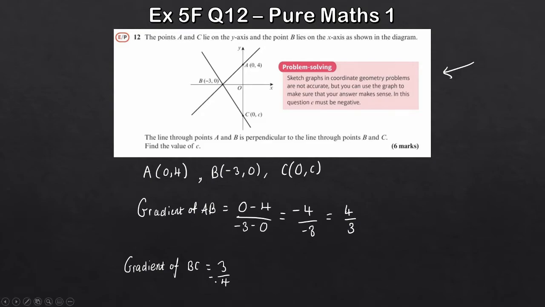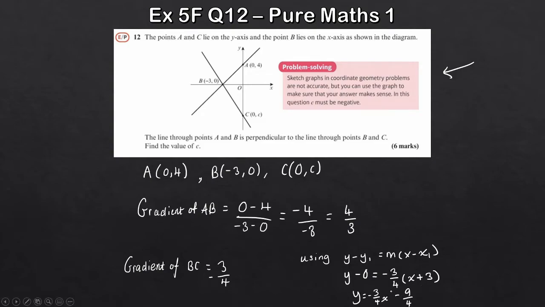So now that we've got the gradient of BC, we can just simply work out the equation of the straight line and then just sub in when x is 0. Okay, so using now y minus y1 is equal to m times x minus x1. What would that give us? If we use the point minus 3, 0, that's going to be y minus 0 is equal to minus 3 over 4 times x minus minus 3, so that's x plus 3. So simplifying this here, we get y equals minus 3 over 4x minus 9 over 4.